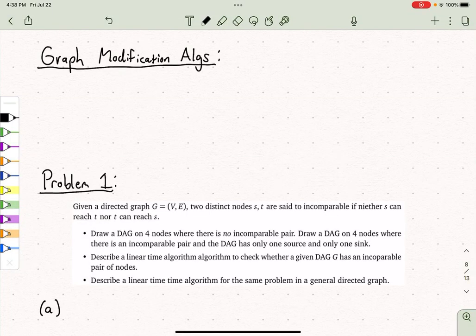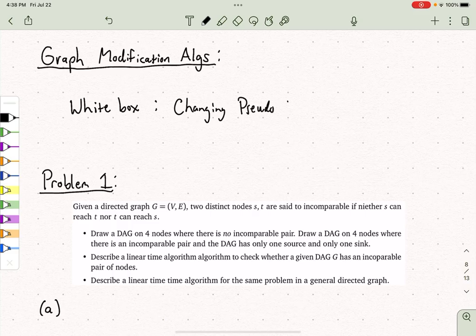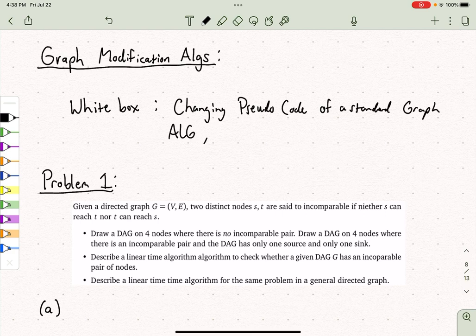Alright, so in this video we're going to talk about graph modification algorithms. These are kind of symmetric with the graph reductions, except these are white box. So here you're usually changing the pseudocode of a standard graph algorithm, for example, whatever for search, or maybe Dijkstra if you're computing the shortest paths.